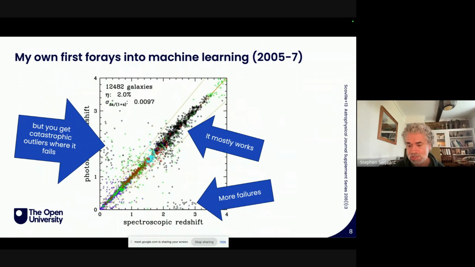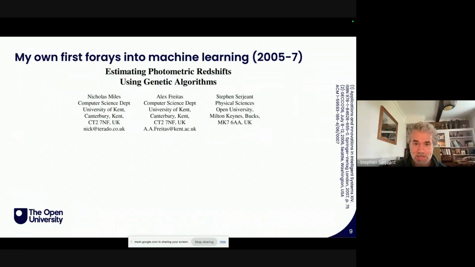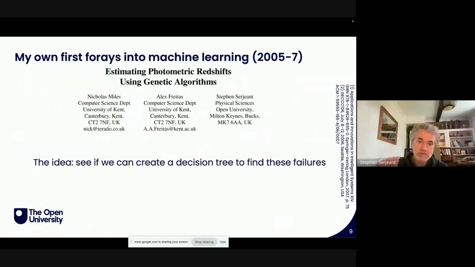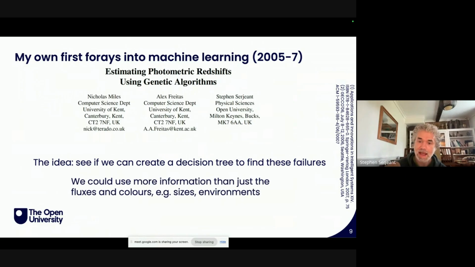So the idea was, can we do better than just the minimum chi-squared fitting of the fluxes? And the idea was to use genetic algorithms. So the idea was that we can create a decision tree to find these failures. And if we do that, we could use more information than just the fluxes or the color. So we could use the sizes, we could look at the neighbors of the galaxies, all sorts of things. Color gradients in the galaxies, anything. So then we might be able to identify these catastrophic failures, and then we can get better estimates of the redshift, of how far away the galaxies are.